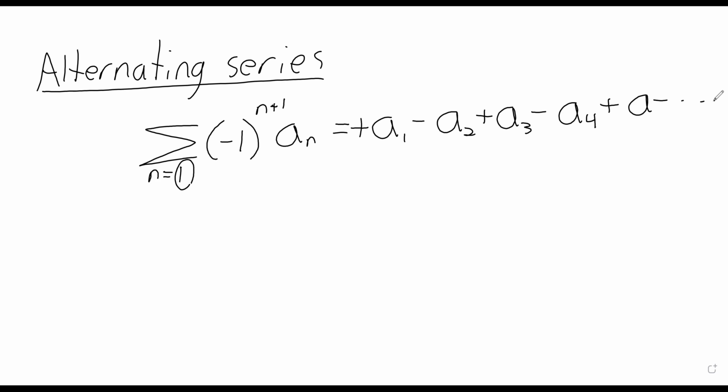So that's usually all that power up there is. We either have n, or maybe we have n+1 or n-1, and the only thing that power is controlling is the order of the pluses and minuses. And alternating series are usually easy to work with.